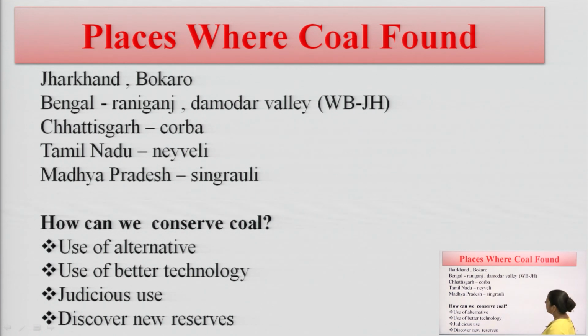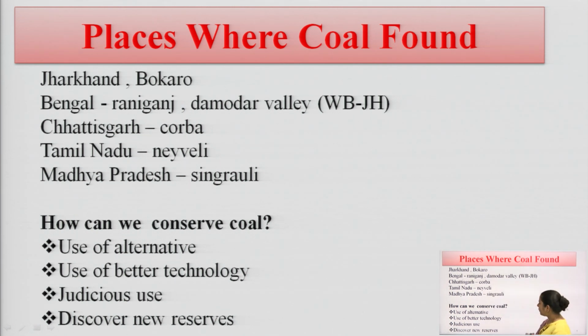Places where coal is found. What are the different places in India where we have sufficient production of coal? First is Jharkhand, Bokaro, Bengal, Chhattisgarh, Tamil Nadu and Madhya Pradesh. These are the areas which are very rich in coal.